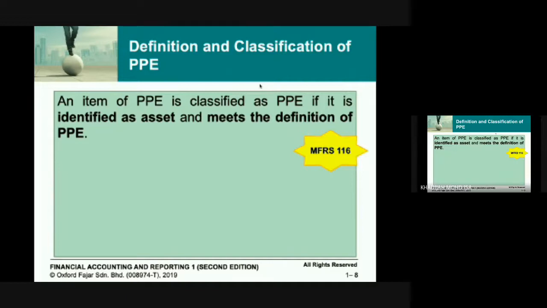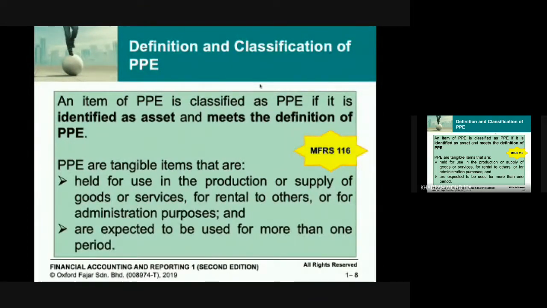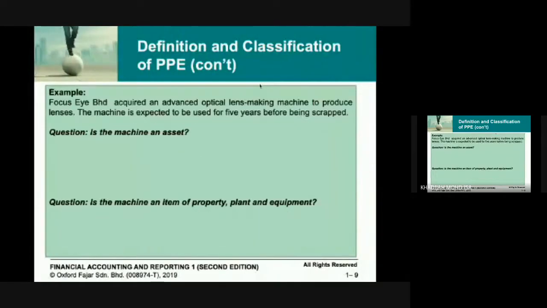Yes, very good. Malaysian Financial Reporting Standard 116 gives the definition of PPE as assets that are held for use in the production or supply of goods or services, for rental to others, or for administration purposes, and are expected to be used for more than one period. Normally an asset will always be used for more than one period. If you can only use it for one accounting period, then normally it's not an asset. We would put that as an expense, for example supplies.